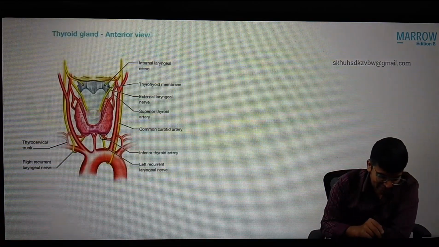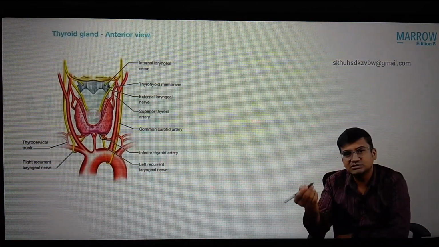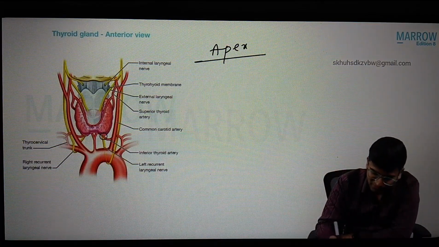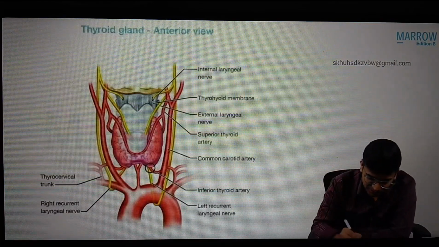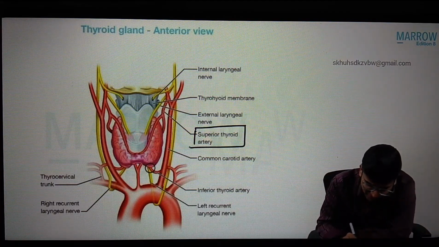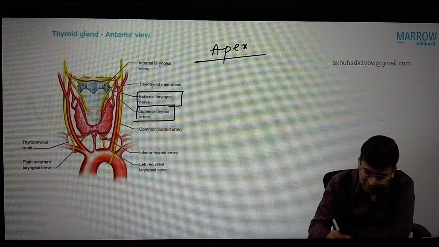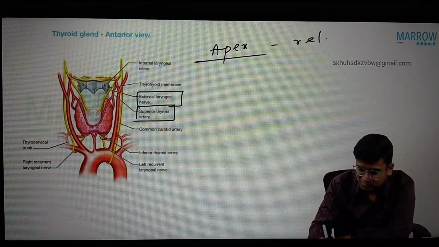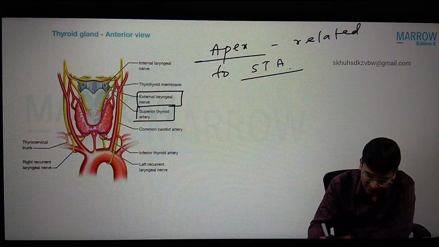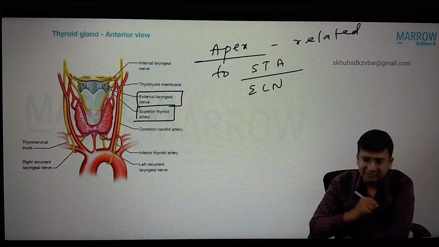Now, this apex and base are related to some blood vessels and nerves. The apex of the lateral lobe is related to which artery? Superior thyroid artery and external laryngeal nerve. So, the apex of the lateral lobe is related to the superior thyroid artery and external laryngeal nerve.